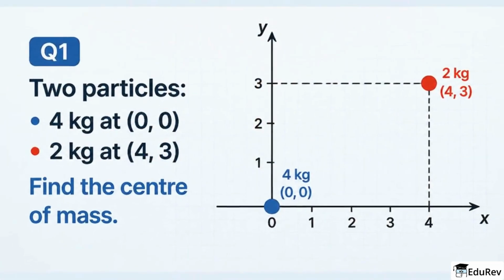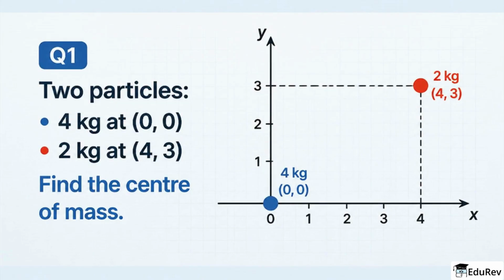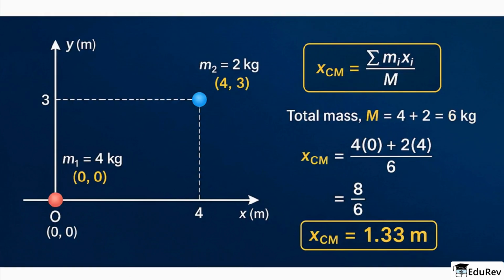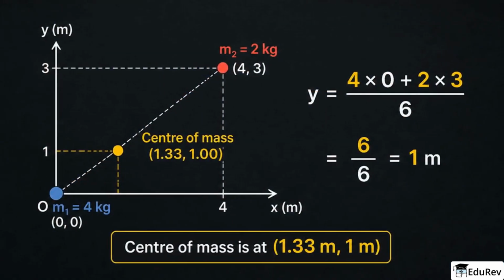Question number 1 asks, two particles of mass 4 kilograms and 2 kilograms are at points 0, 0 and 4, 3 respectively. Find the center of mass. Total mass is 6 kilograms. X coordinate equals 4 times 0 plus 2 times 4 divided by 6, that is 8 divided by 6 equals 1.33 meters. Y coordinate equals 4 times 0 plus 2 times 3 divided by 6 equals 6 divided by 6 equals 1 meter. So center of mass is at 1.33 meters, 1 meter.